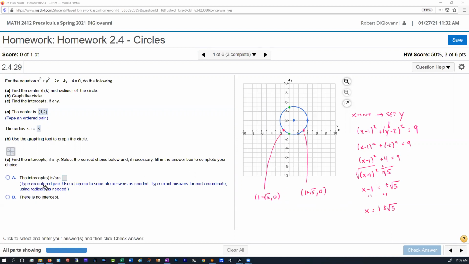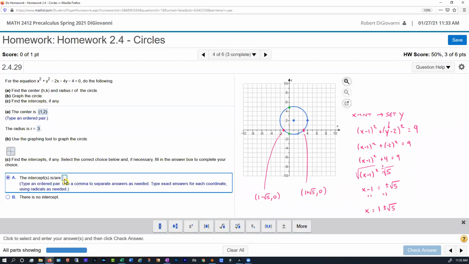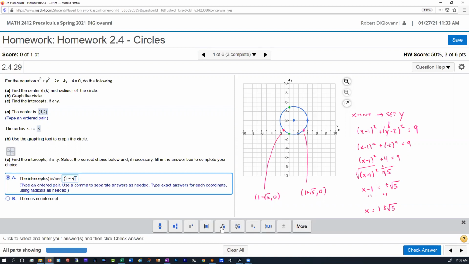So let me go ahead. It says type the ordered pair, use a comma to separate answers as needed, type exact answers. That means they do not want decimals. I'm going to try this for the first time. 1 minus square root of 5, comma 0. That's my first point. Comma, parenthesis, 1 plus, what happens if I write that? No, that doesn't work. Square root of 5, close parentheses. That should do it.